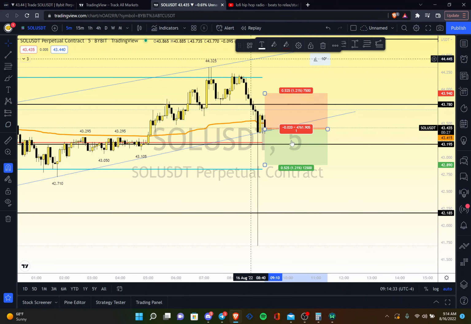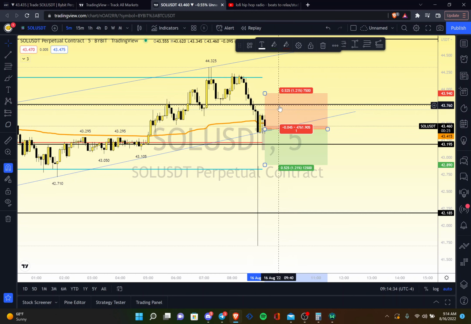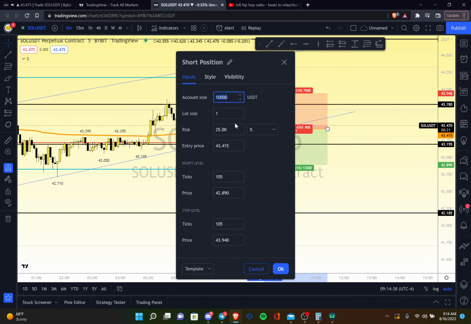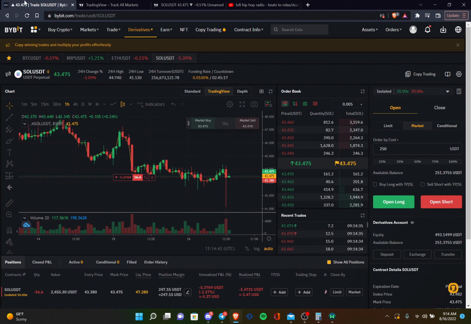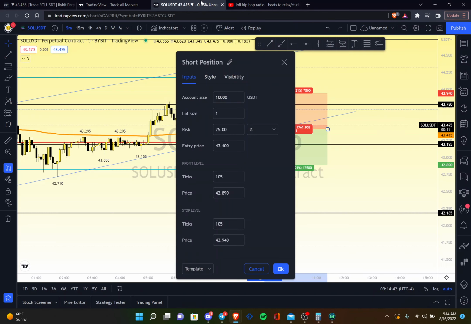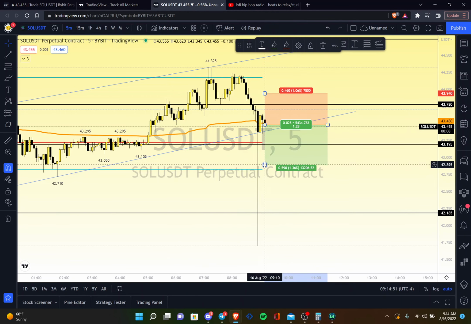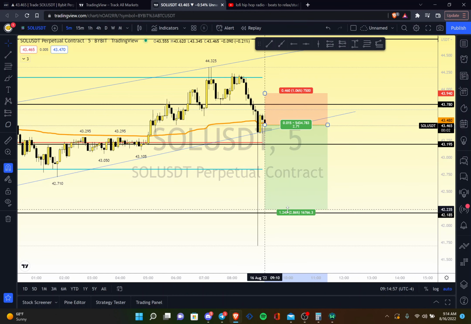So I still think it's a good chance that we do come back to this hourly level here. And if that happens, then I'll just add on there. Oh wow, that was really delayed. 43,380. Yeah. Okay, and my target level will probably be around here. If it gets really heavy, the selling, then maybe this next hourly level here.